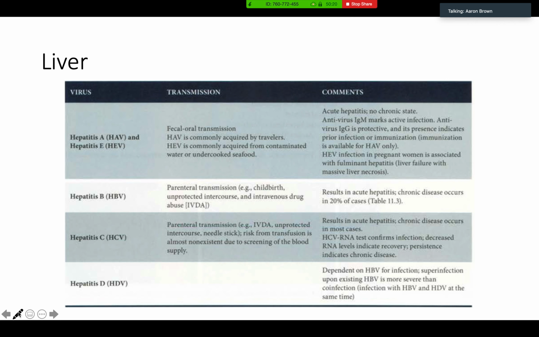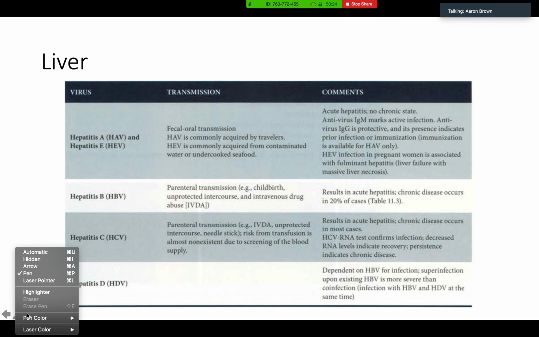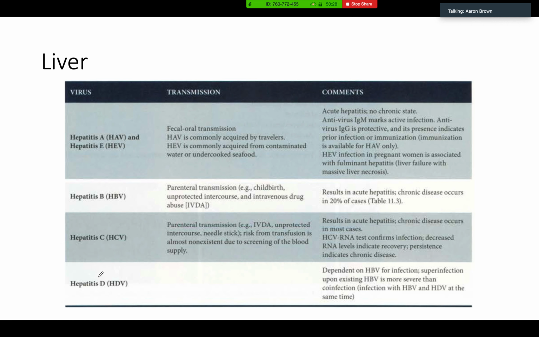Let's talk about our different kinds of hepatitis. And so this is a nice chart from Pathoma. I'm not sure if you use Pathoma in medical school, but it was very helpful for me when I was going through medical school. And some of the charts I still like using, and so I just blatantly ripped it off. That's okay. We're not going to let them know.